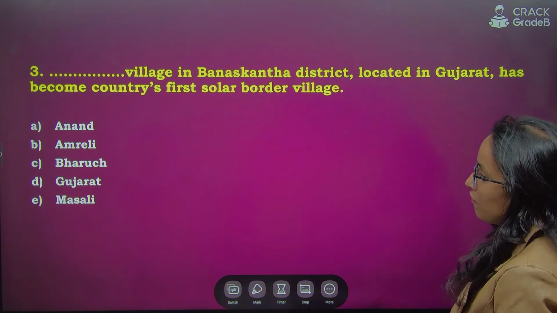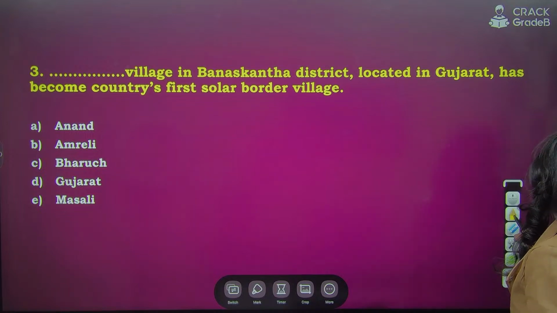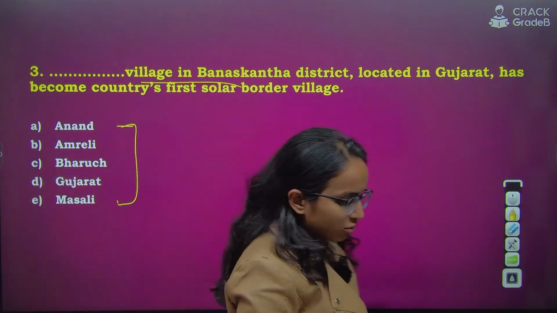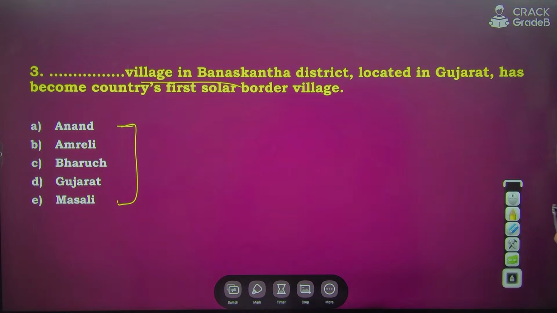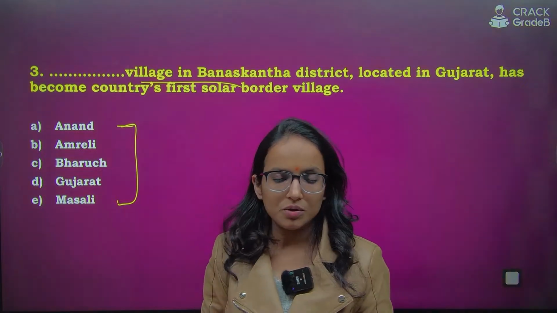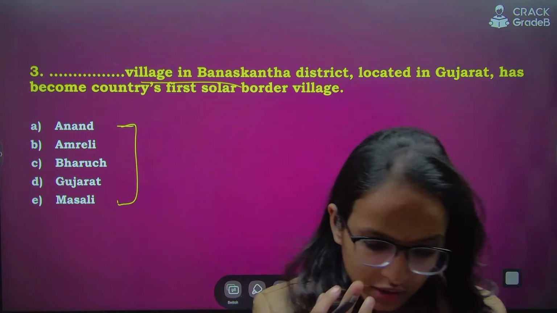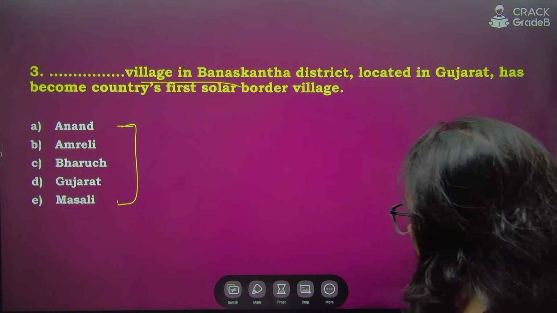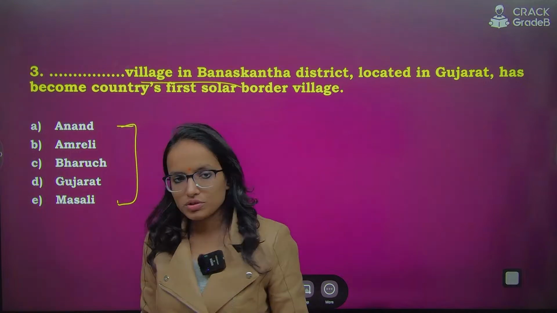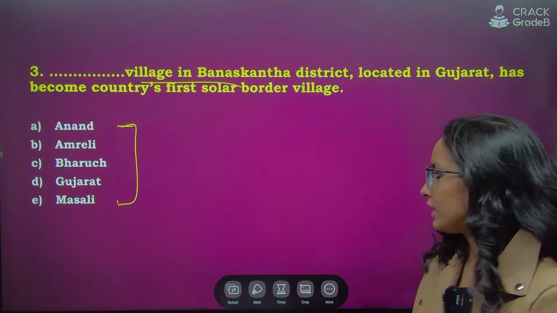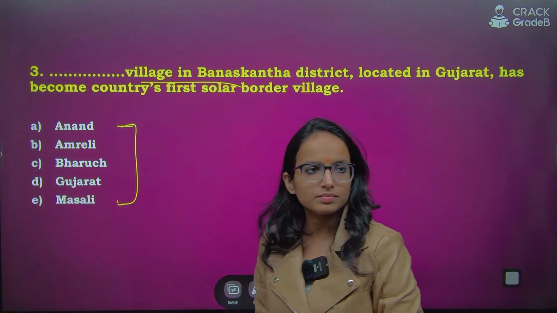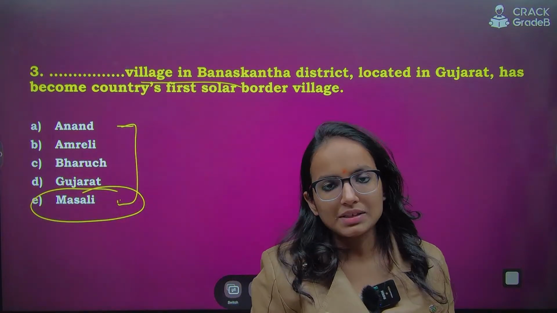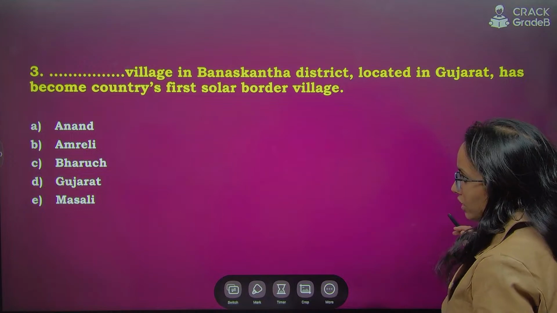Next question. Which of these following villages in Gujarat, if you remember the morning class, has become the first solar border village in India? First solar village located on a border with Pakistan, in the state of Gujarat. Tell me, what is the correct option here? Very good. Masali village, right? Remember E. Masali village from Gujarat, first ever solar border village in India.